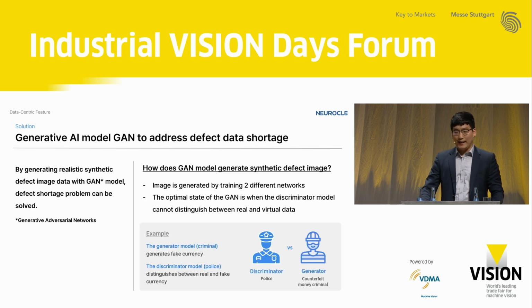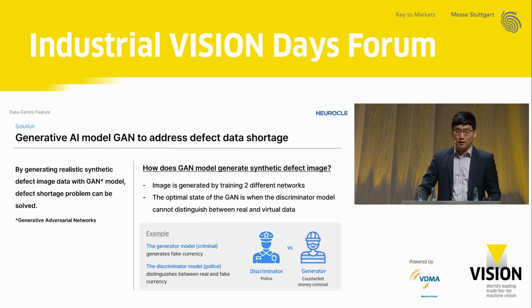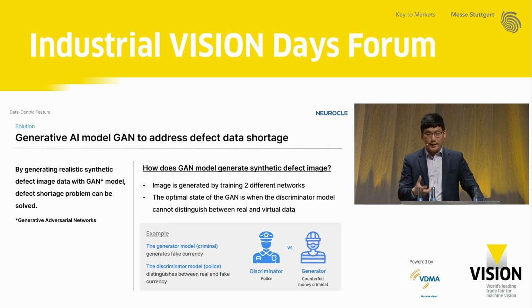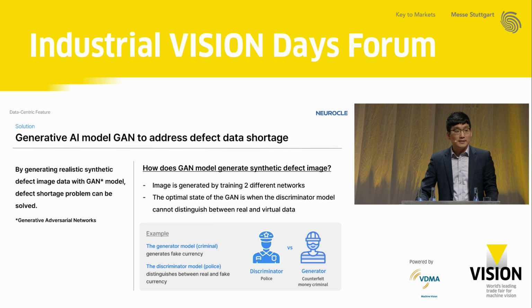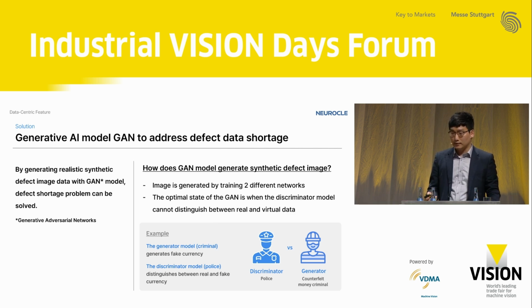So we are using the GAN model. GAN stands for Generative Adversarial Network. In the GAN model, there are two networks. One is the generator, and the other is a discriminator. The generator generates new data, and the discriminator discriminates whether this is very similar to the real data, or a little bit different from the real data. So the model will create new data which is very similar to the real data. This is how a GAN model works.